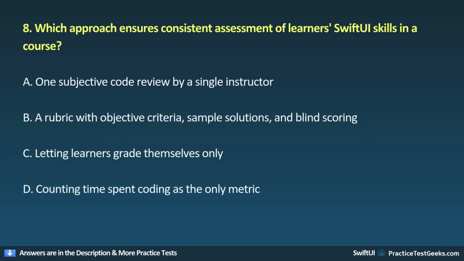8. Which approach ensures consistent assessment of learners' SwiftUI skills in a course? A. One subjective code review by a single instructor. B. A rubric with objective criteria, sample solutions, and blind scoring. C. Letting learners grade themselves only. D. Counting time spent coding as the only metric.